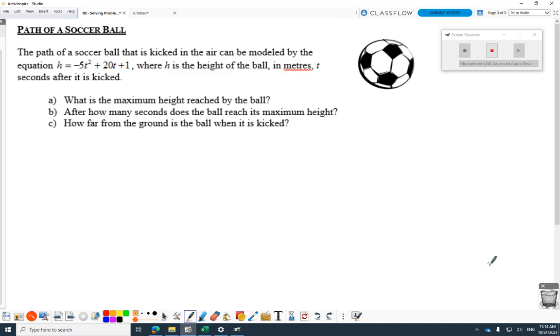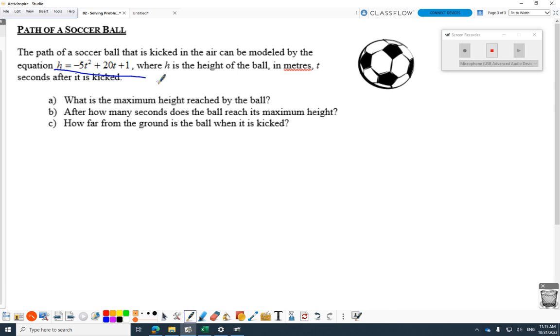The path of a soccer ball that's kicked in the air can be modeled by this function. Oh, you're going to be happy with these ones. They gave the equation. Whew. No tables, no let statements, just math. It's good.